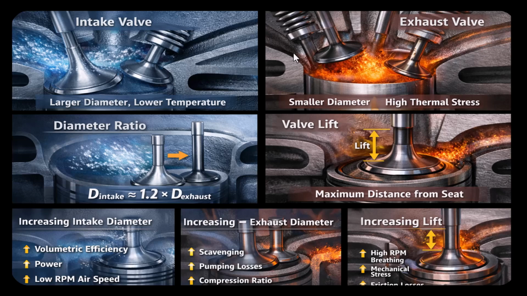Okay, let's learn intake and exhaust valves, design in GT-Power, and their performance. In a combustion engine, the intake valve allows fresh air or air-fuel mixture to enter the cylinder, while the exhaust valve allows burnt gases to exit. These two valves control the breathing of the engine, and breathing determines power, efficiency, and emissions.